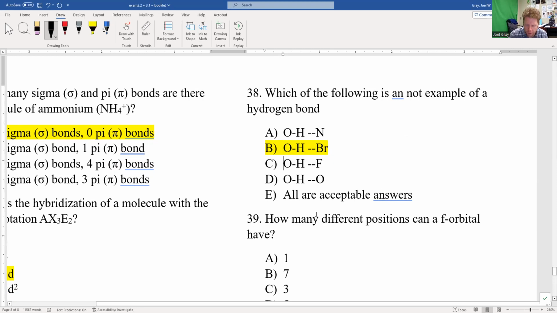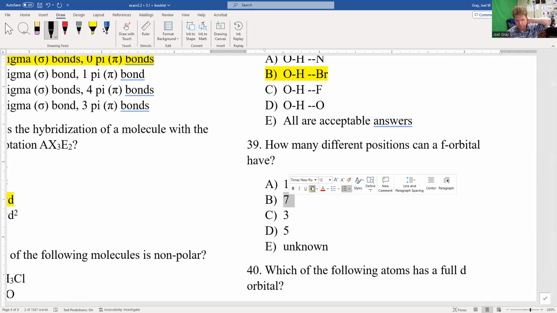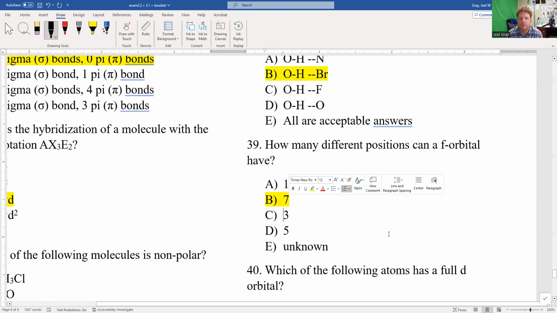Okay, number 39. So 38 is B. 39. How many different positions can an f orbital have? Well, an f orbital can have a total of 7. An s orbital can have only 1 different orientation. A p orbital can have 3. A d orbital can have 5. And an f orbital can have 7 different positions, 7 different orientations, 7 different m sub l values.